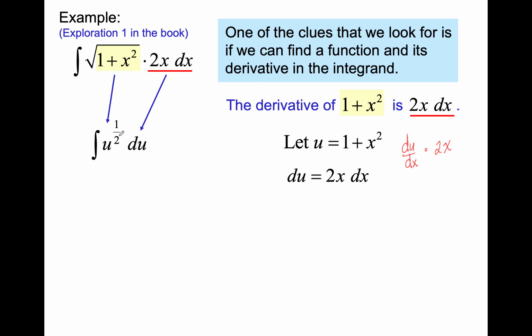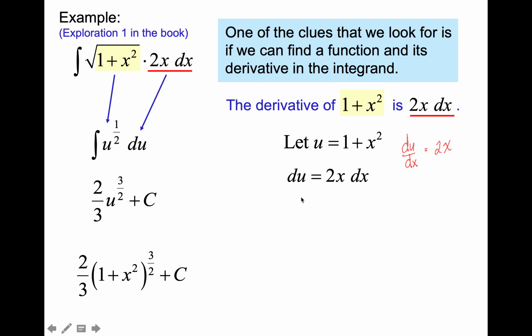So we have u to the 1/2 du, and we're going to do that integral, which we can do because it's just the power rule in reverse. So we raise the power by 1, divide by the new power. When you divide by 3/2, same as multiplying by 2/3, and then plus a constant. And then again, remember, it's not a u, it's really a 1 plus x squared, so you have to put the 1 plus x squared back, and now you have your answer for the integral.